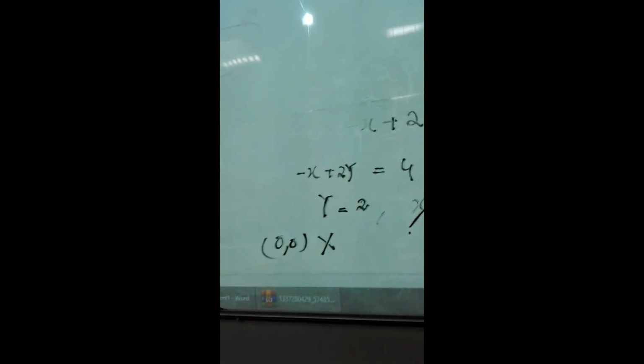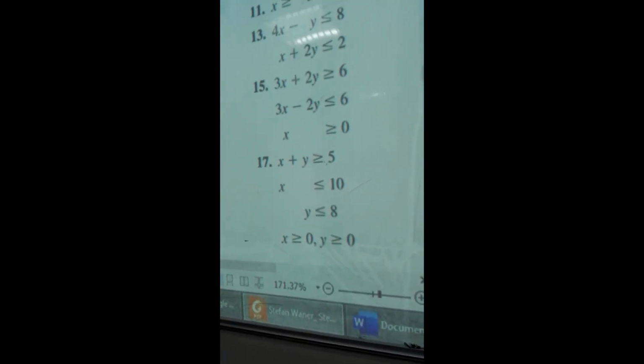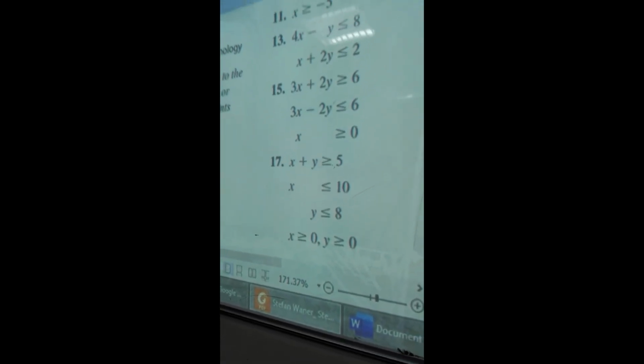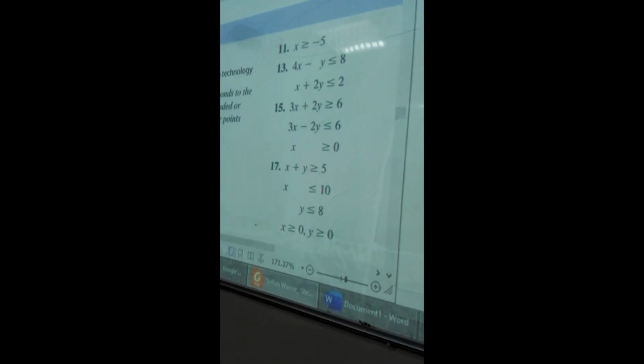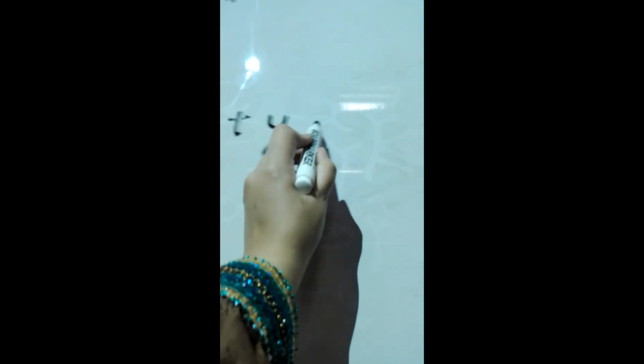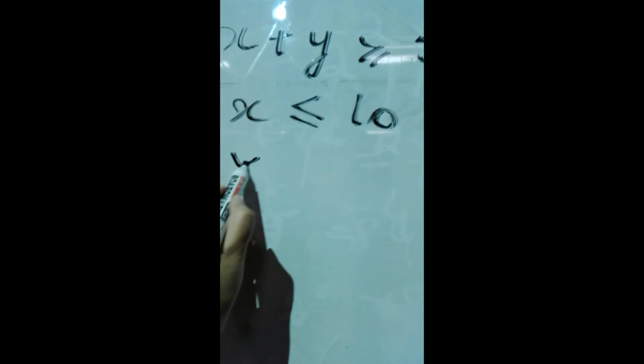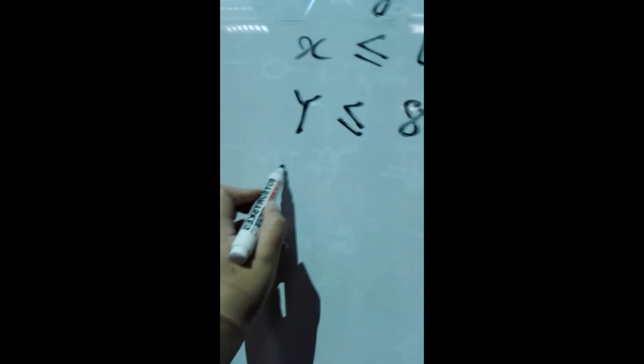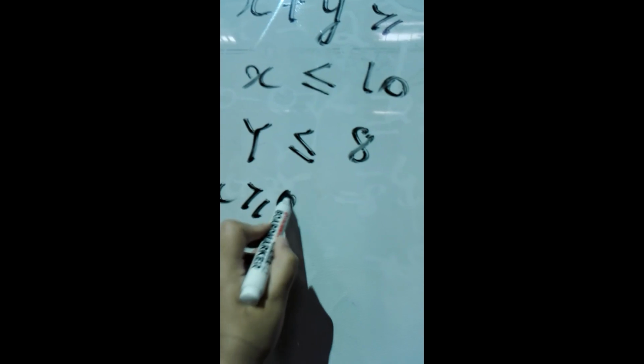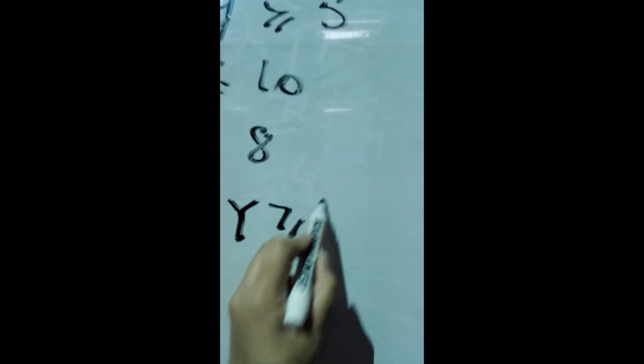Now let's just attempt a descriptive problem from section 5.2. Oh, class, there's another question that's a bit different that I would like you to see. This is question 15, 17. So I'll just do the latter one. You can do the former ones. x plus y is greater than or equal to 5, and x is less than 10, y is less than or equal to 8, where x is greater than or equal to 0 and y is greater than or equal to 0.